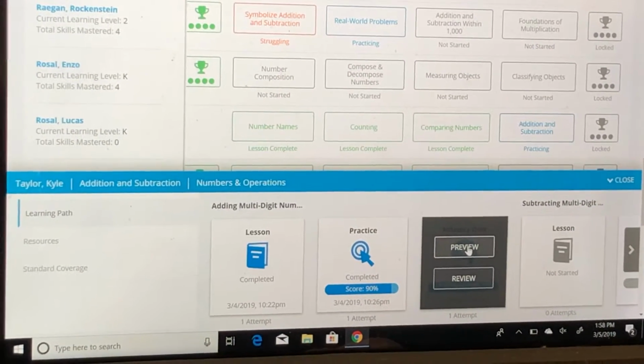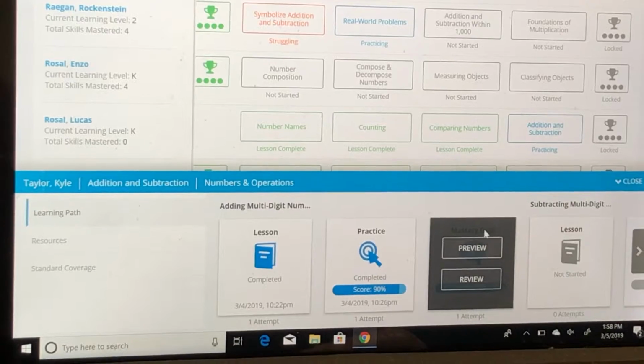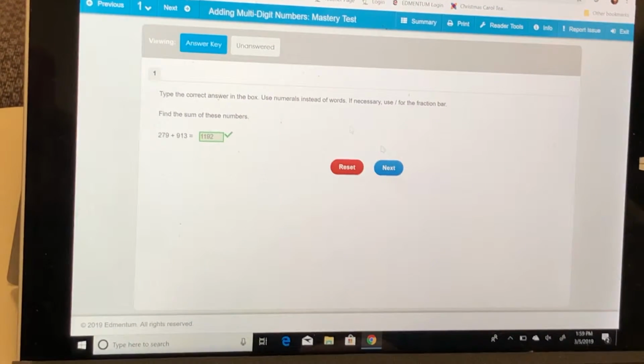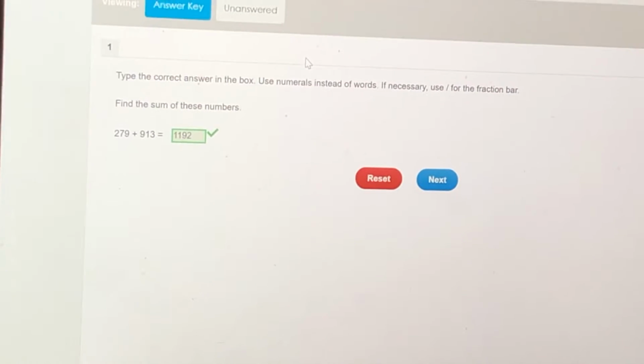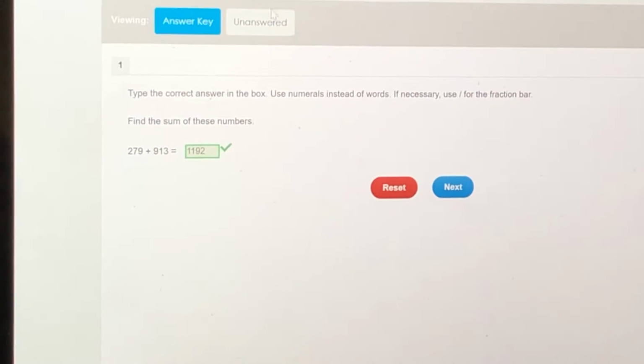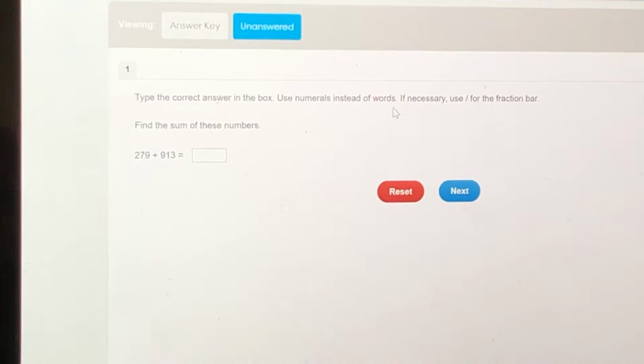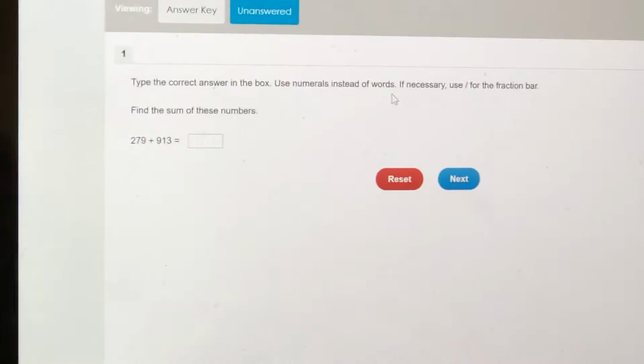So if Kyle was struggling, this is something that I've done with him at our meeting. I may go ahead and preview the mastery quiz, click on it right there, and then I'm able to see the quiz. It pops up, and I'm able to see the questions that he's having along with the correct answers, but I can go to unanswered, and I can go through these questions with him.